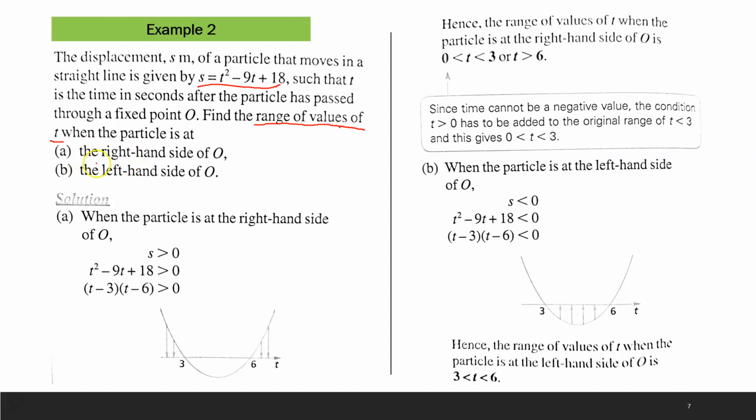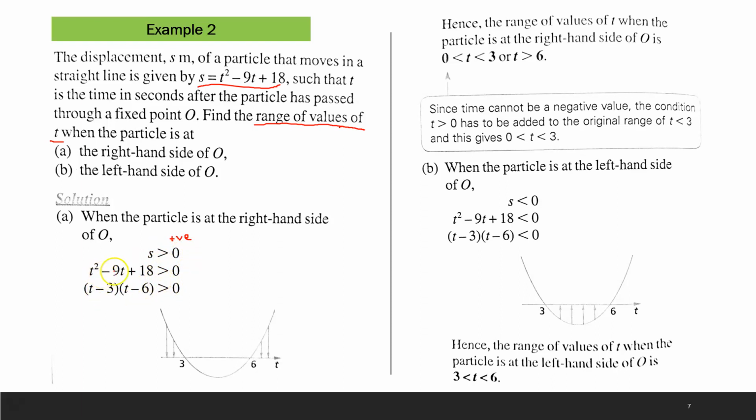So yang pertama ni dia dah bagi hints, dia kata the right hand side of O. Okay, so when the particle is at the right hand side of O, maksud dia punya displacement must be positive, should be positive. Okay, that's why you get greater than 0. So kita buatlah yang ini kan, inequalities. If you have learned about inequalities before, so it should be no problem.